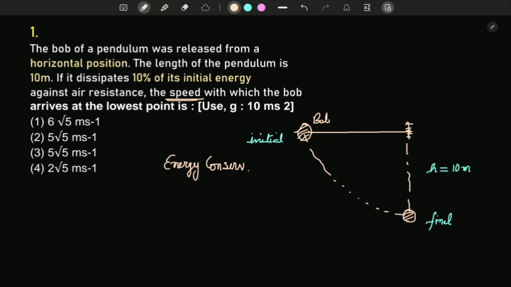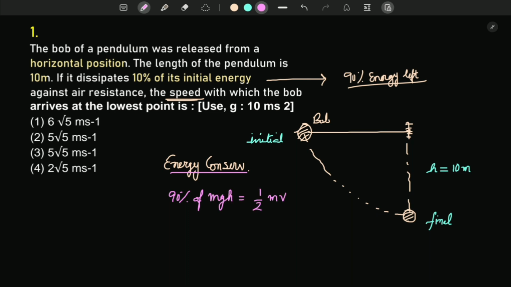So energy conservation between the initial and the final positions, and it is given that it dissipates 10% of its initial energy, which means 90% of energy is left. So I will use the equation directly and write it as 90% of mgh, which is 90% of potential energy, converted into kinetic energy, half mv square. So 90 by 100 into g, which is 10, and height is also 10. This is half v square.